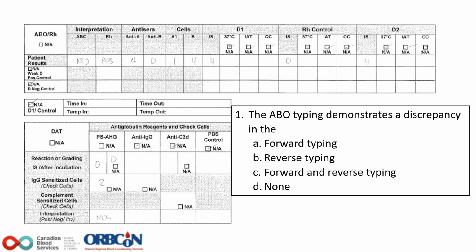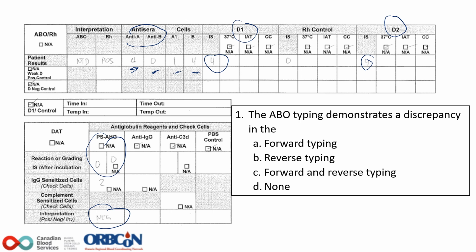So we have a 24-year-old female that arrives for an outpatient surgical procedure, and a type and screen is sent. For this first question, let's take a look at what we have. We have our forward typing, and we have a 4 plus with an anti-A and nothing with an anti-B. Our reverse typing shows a 1 plus with an A1 cell, 4 plus with a B cell, and our Rh typing with two different D reagents shows 4 plus and 4 plus. Our DAT is negative with the polyspecific reagent.